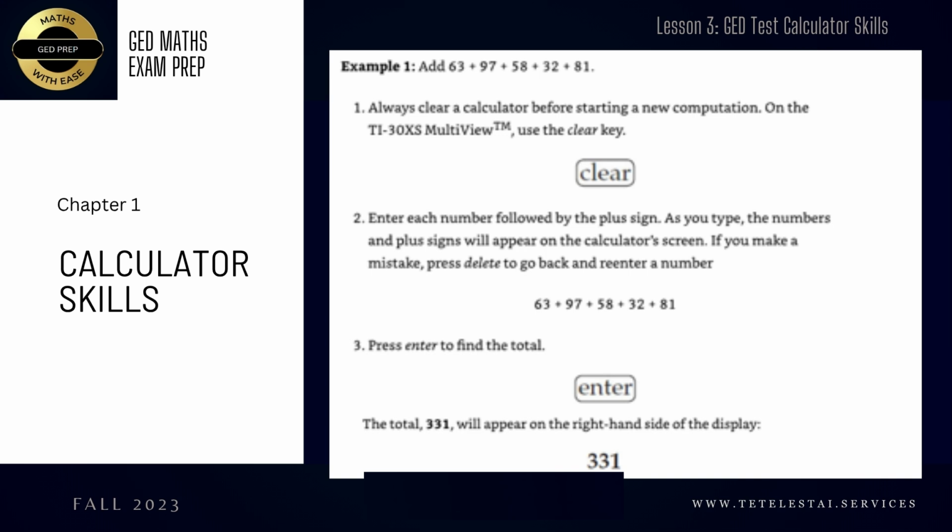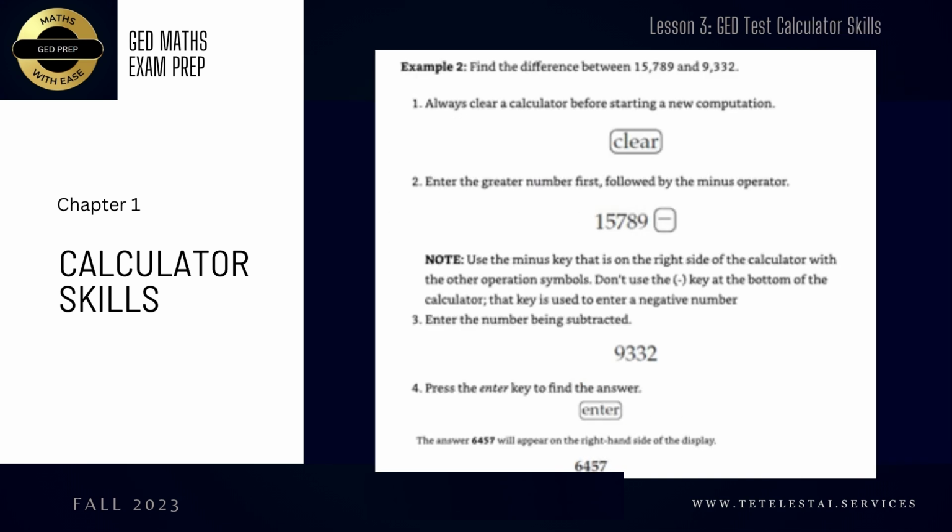So you always want to make sure that you clear the screen and then enter each number followed by whatever operation is needed. So in this case, we're adding, right? So you would enter 63 plus 97 plus 58 plus 32 plus 81, and then press enter, and you would get your answer. Okay. I mean, you guys have used calculators before, so I'm sure you know how to do this stuff.